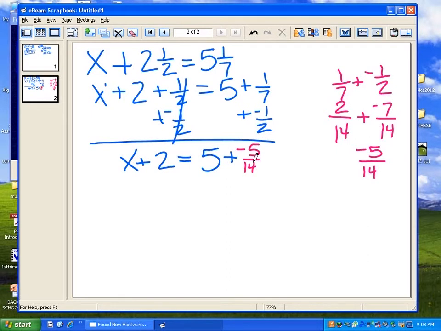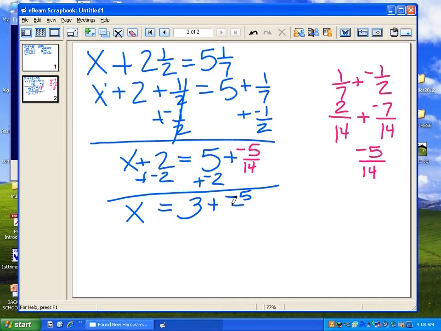Okay. Now what would you like to do? You add the opposite of 2. Okay. So I'm adding a -2 to both sides. And you get x equals 3 plus -5/14ths. Good? And then we have to add them. So x equals... Am I really adding? No, I'm really subtracting. Yeah.